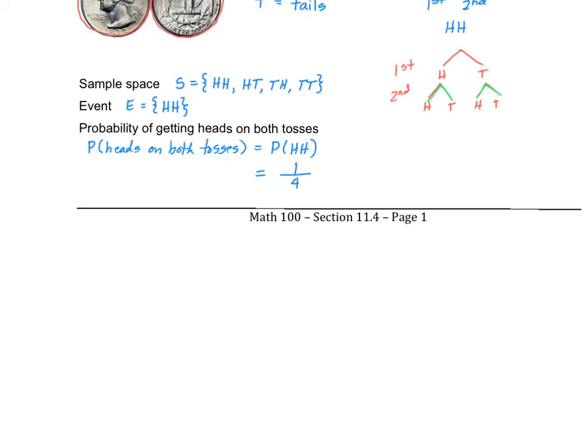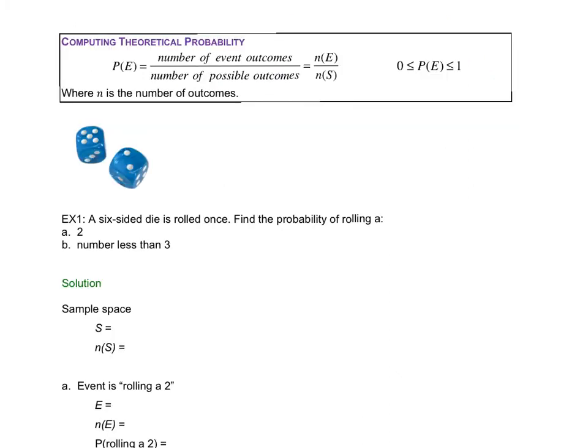In this example, what I wanted to do is just let you become familiar with different notation that you're going to see. But when we are computing, and this is for theoretical probability, not empirical, sorry. When we are computing theoretical probability, the probability that an event will happen is going to be the number of event outcomes, so the number of ways the event can happen, over the number of possible outcomes, which would be this n of E over n of S.